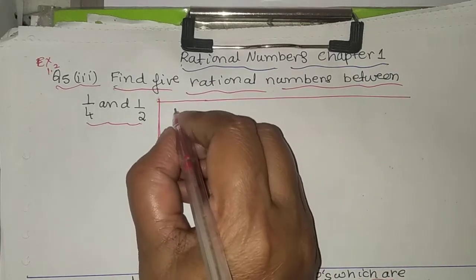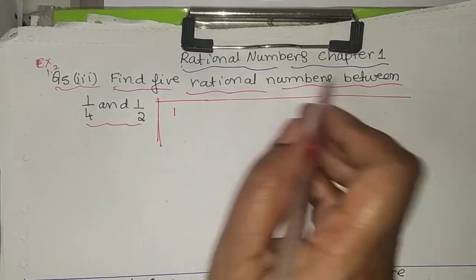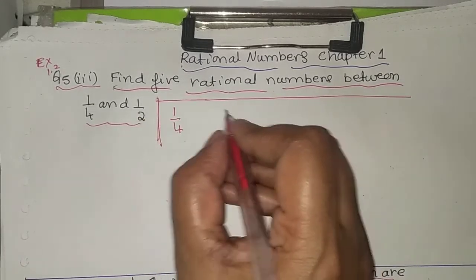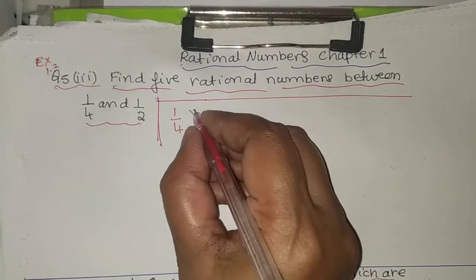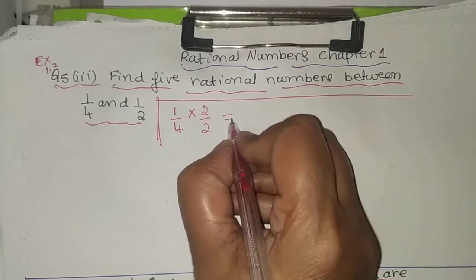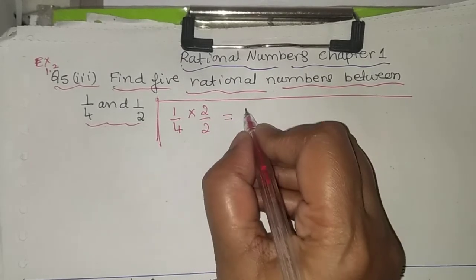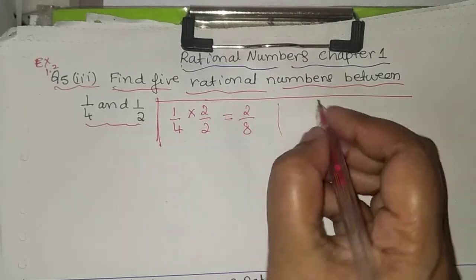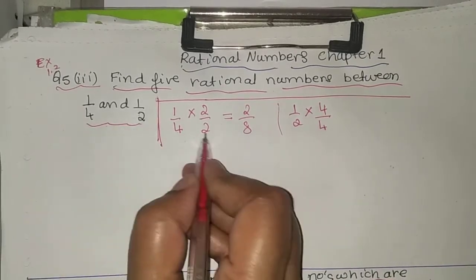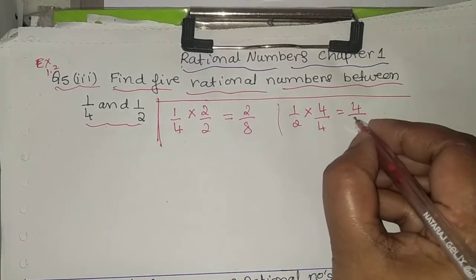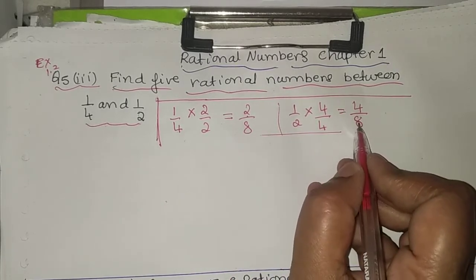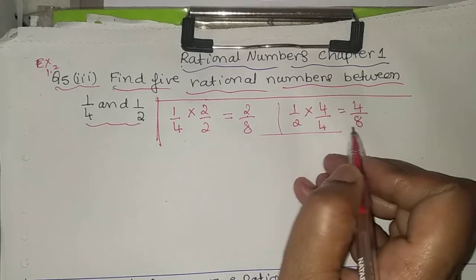The solution. Find the rational numbers between 1 by 4 and 1 by 2. 1 by 4, I'll start. Here 2 is there, 4 is there. We'll make the denominator equal by multiplying this one by 2. We get 2 and 8. Next number is 1 by 2. We multiply this by 4 by 4, making the denominator the same. Therefore, we get 4 and 8. How many numbers are there between 2 by 8 and 4 by 8? There is only one number between these two.